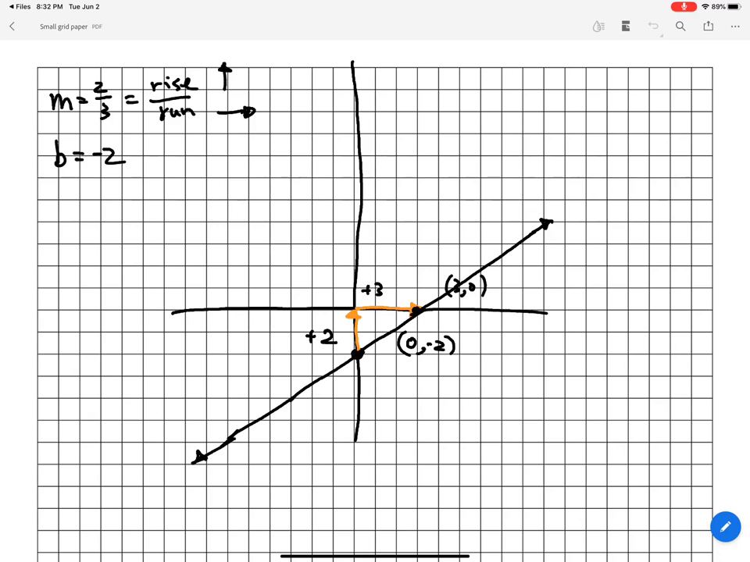Okay, just remember the y-intercept is your starting point. The slope tells you what to do next.